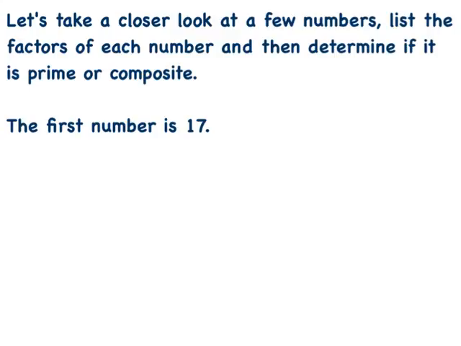Let's take a closer look at a few numbers, list the factors of each of the numbers, and then determine if it is prime or composite. The first number we're going to look at is 17. I first know that all numbers are divisible by 1, so I would have 1 times 17. 17 is an odd number, so I know it's not divisible by 2. And knowing my other multiplication facts, I know that there are no other factors of the number 17.